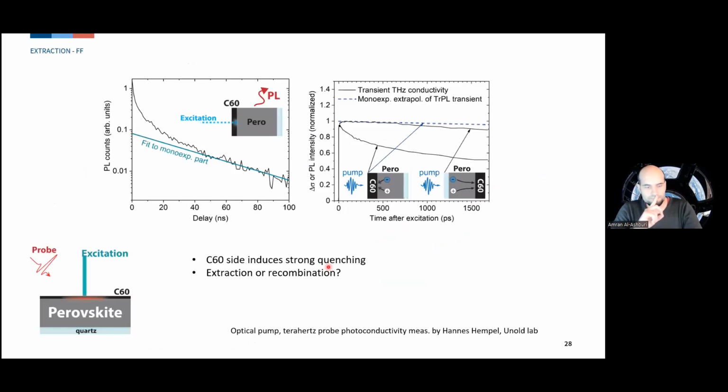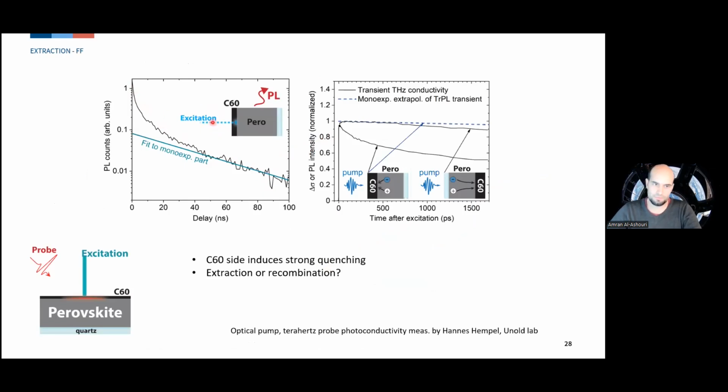Now, we also, I mean, we just looked at the hole-selective side, but we only get a bump in fill factor if the electron selective side is not limiting, right? But for this, we also can use TRPL combined with even faster methods.